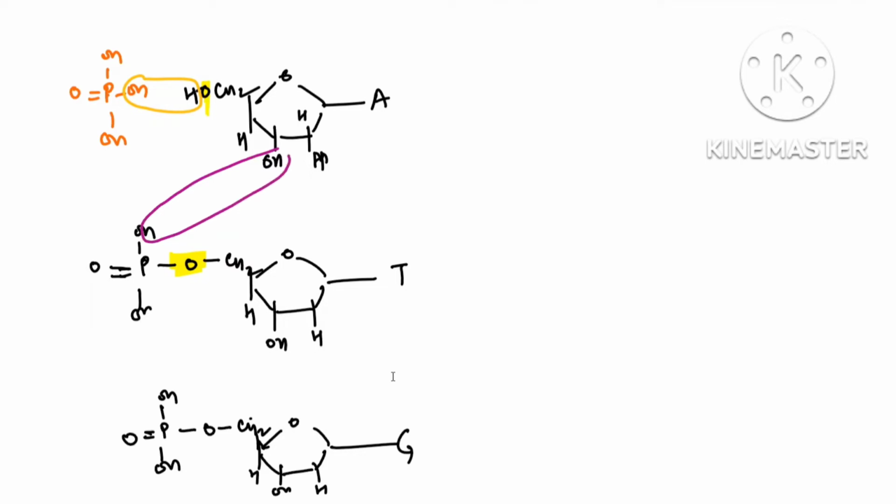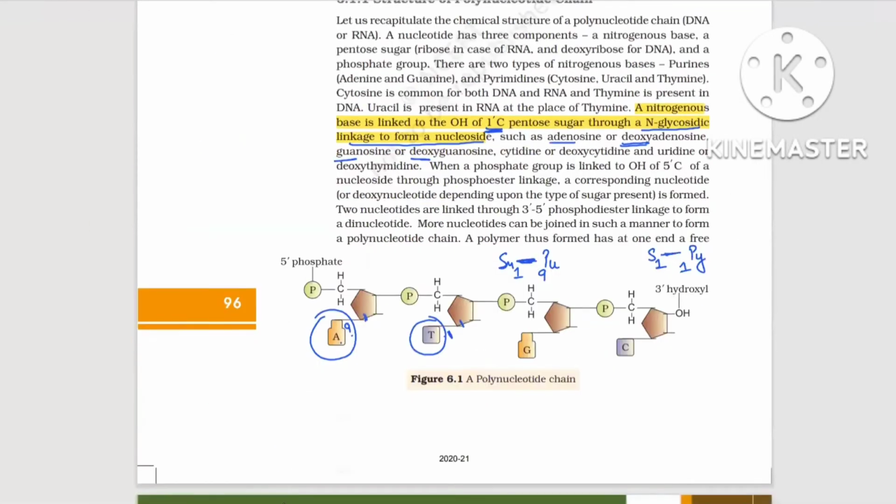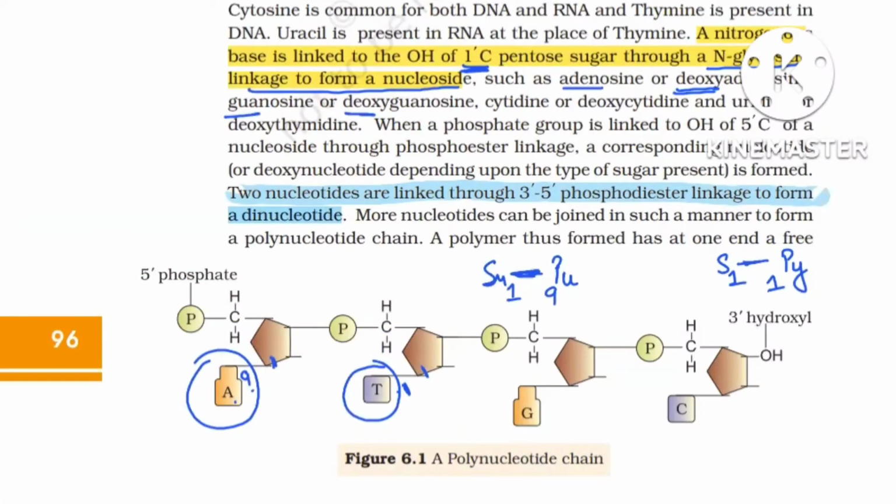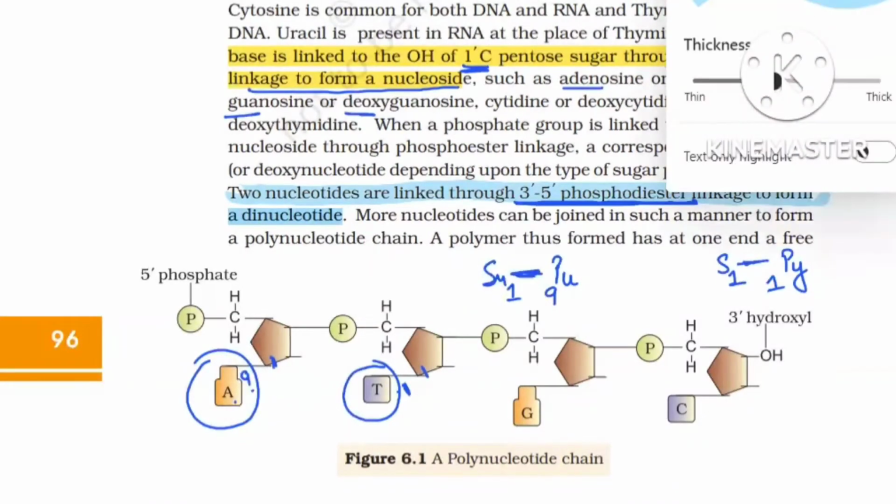This is the diester bond. Properly explained in the 12th NCERT, see beta. Two nucleotides are linked through 3'-5' phosphodiester linkage to form a dinucleotide. Is it clear? 3'-5' phosphodiester linkage. Please remember this is phosphodiester linkage, 3'-5'.